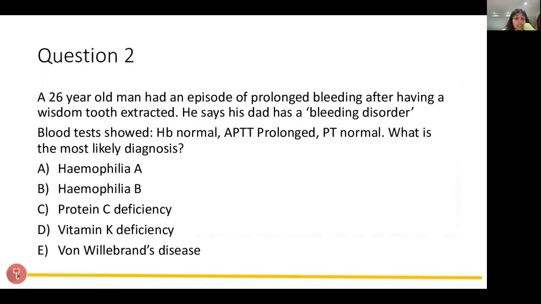In haemophilia A, we basically have insufficient production of factor VIII, which would cause a prolonged APTT, you're right.